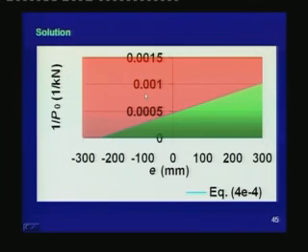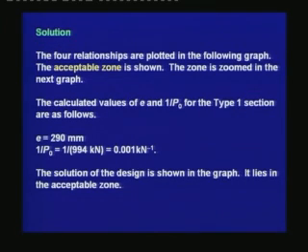Thus, the fourth stress condition also gives a straight line which demarcates the 1 by P versus E plane into two regions. The four relationships are plotted in the following graph, and the acceptable zone is shown. The zone is zoomed in the next graph, and we know that the calculated values of E and 1 by P0 for the type 1 section are as follows. These are the values that we had designed when we had originally designed this member as a type 1 member.